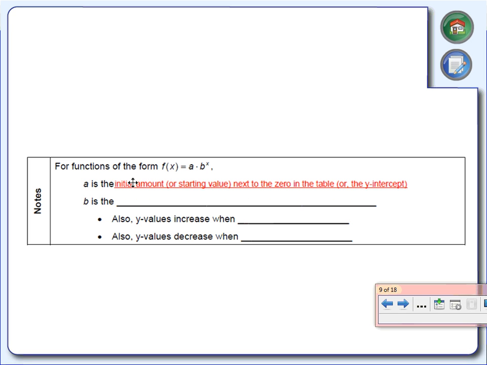So it's the initial amount. It's what we start with. It's right next to 0 in the table. It's the y-intercept. That's what A is.